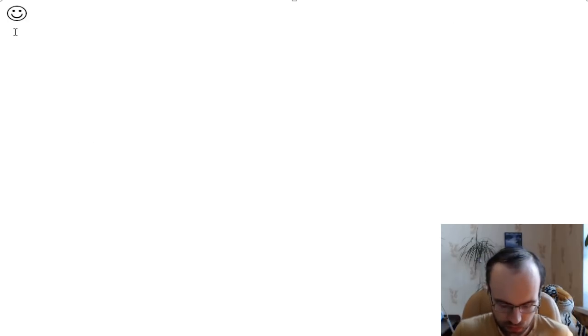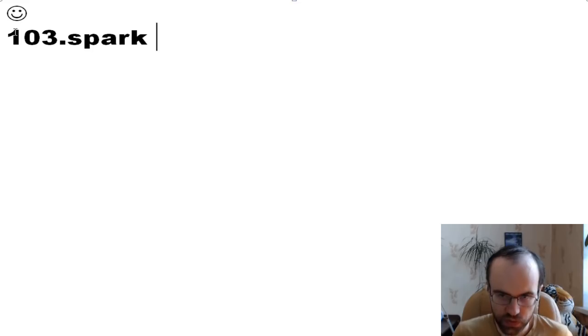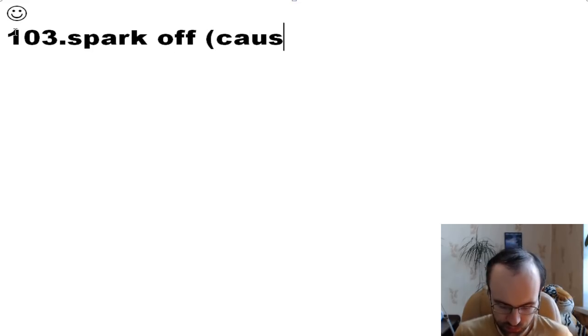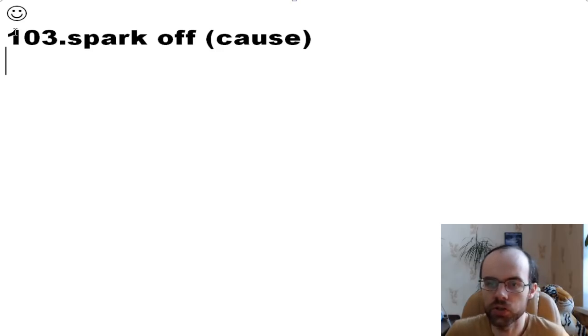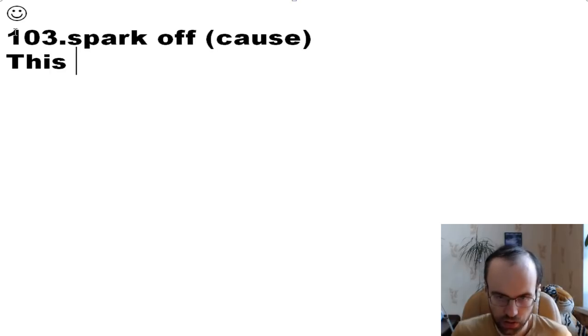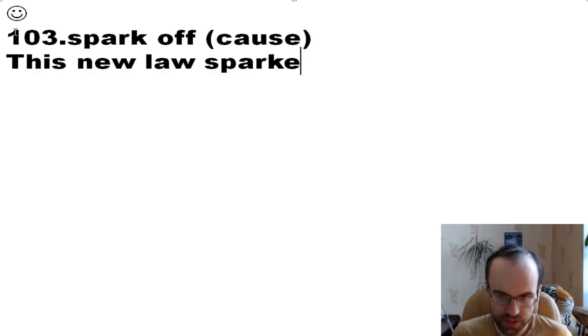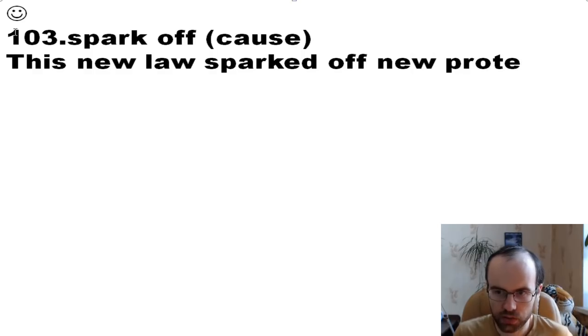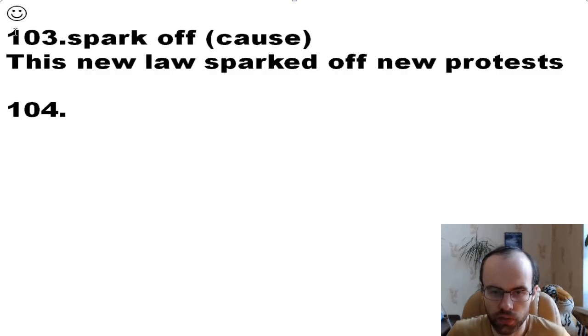Spark off. Cause. This new law sparked off new protests, or caused new protests. So there were new protests after this new law.